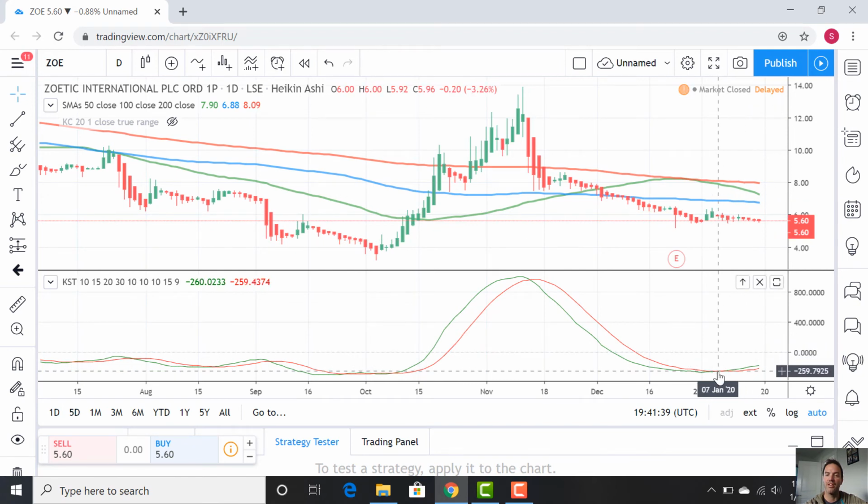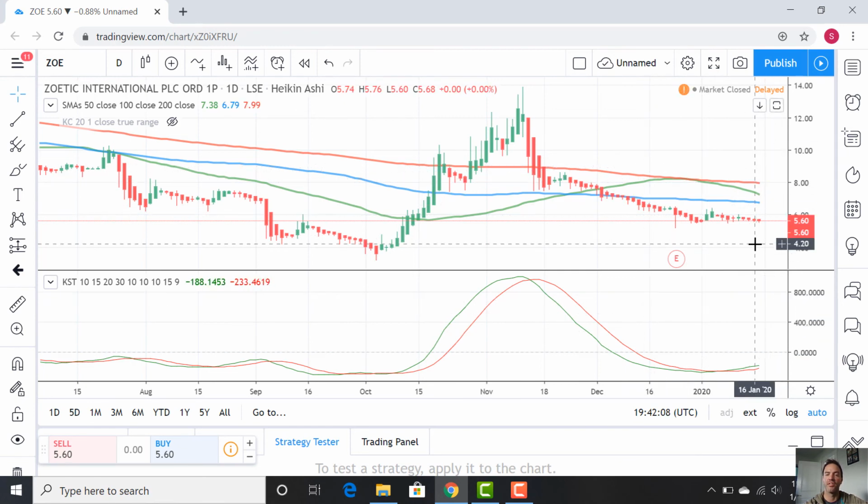As far as the KST goes, perhaps an opportunity to buy. We can see about the 8th of January, the 7th of January, when this stock was right at around 596 closing, we did get that cross. So we're going to watch for this KST, which is now above the signal line, to actually come above 0, and that's going to be a buy signal. So let's pay close attention to what happens with our momentum KST indicator as well as our smooth moving averages.